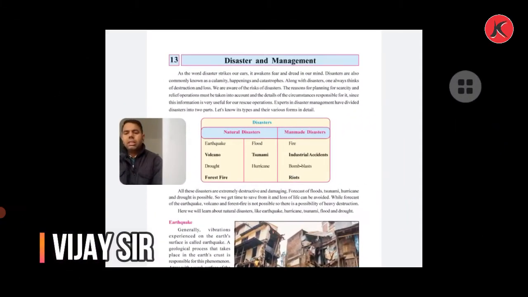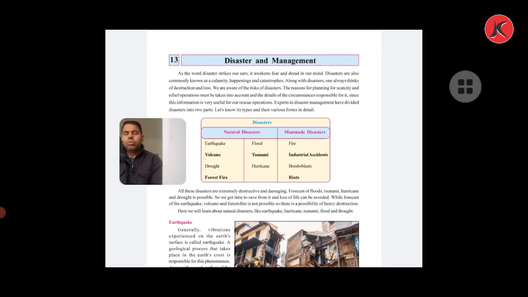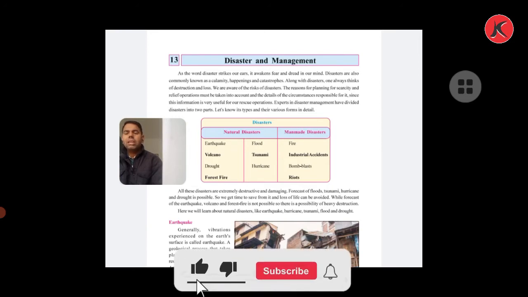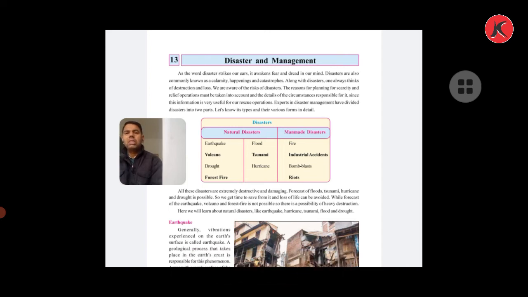13. Disaster management. Students, here two words are there. One is disaster and second one is management. First of all, we will understand the meaning of both words. What do you mean by disaster? Disaster means problematic situation of the earth, and management is how we can tackle those problems which occur suddenly. That is called management.